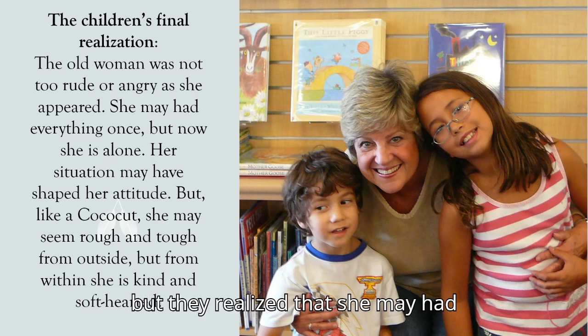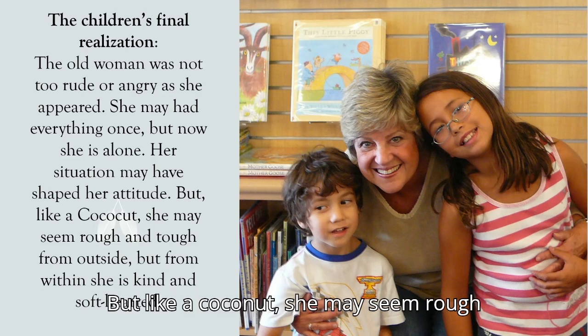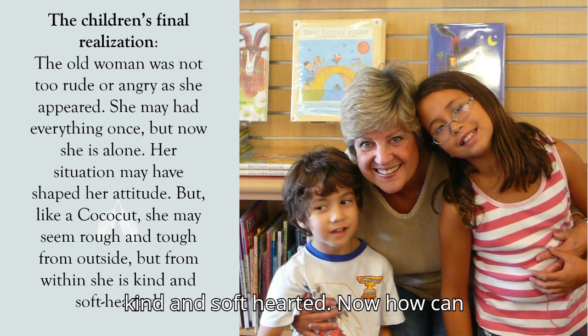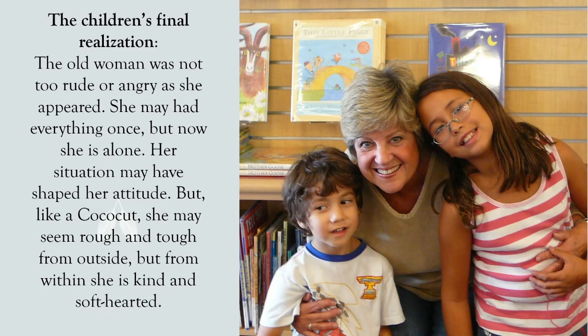But they realized that she may have had everything once, but now she had nobody to attend to. And probably this situation of hers has shaped her attitude. But like a coconut, she may seem rough and tough from outside, though she is kind and soft-hearted. Now, how can we come to know that she is soft-hearted?